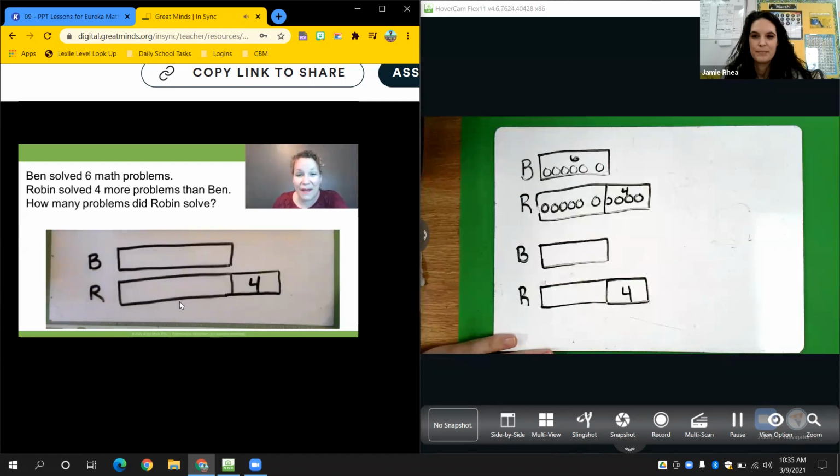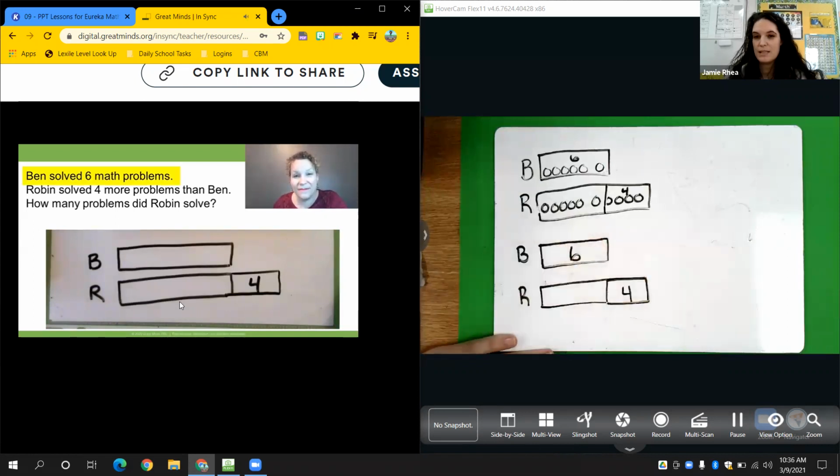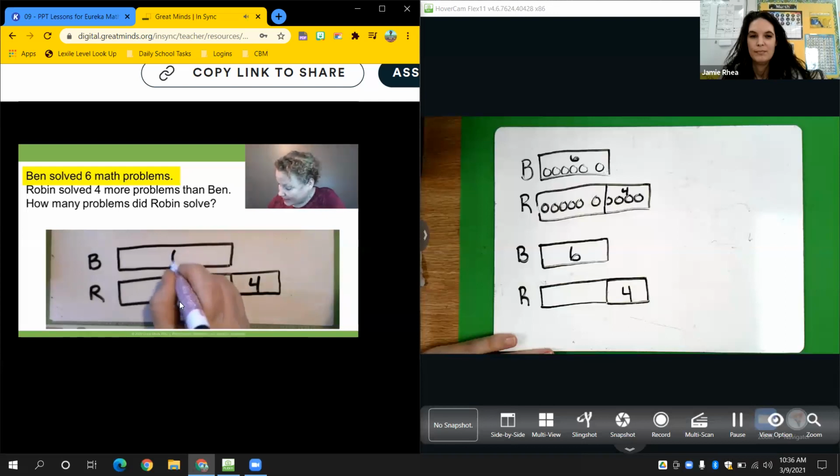Let's keep going. Ben solved 6 math problems. What information can I add to my double tape diagram? We can put a 6 there. We can write a 6 in Ben's tape. Let's do that now.